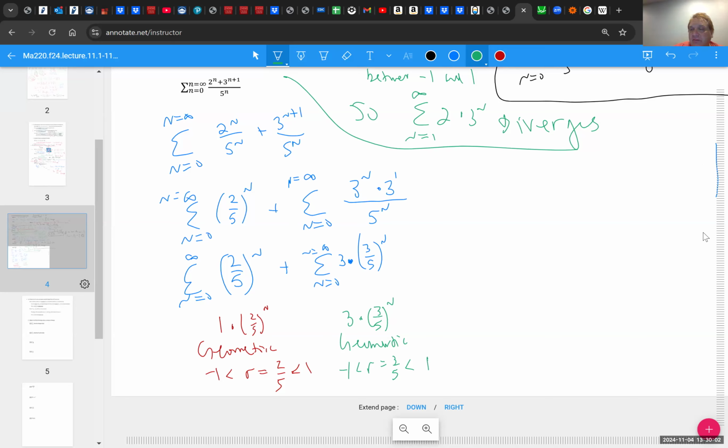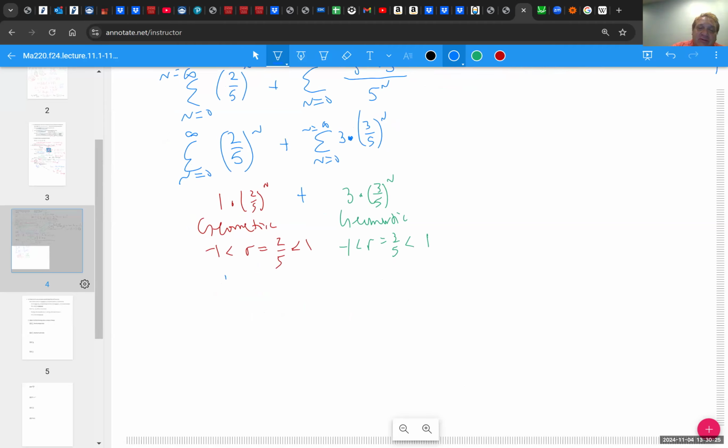So each of these parts converge. Each of these equals a finite number. So the 1 times 2/5 to the n, that's a number. The 3 times 3/5 to the n, that's a number. What if you add two numbers together? You get a number, right? A number plus a number is a number. So therefore, we know each of these converge. Converges means it adds up to a finite number, a single number, right? We can figure out what the number is because we know the formula, but it doesn't matter. We're just trying to say whether it converges or not. I spelled converges wrong. So both of these things converge.